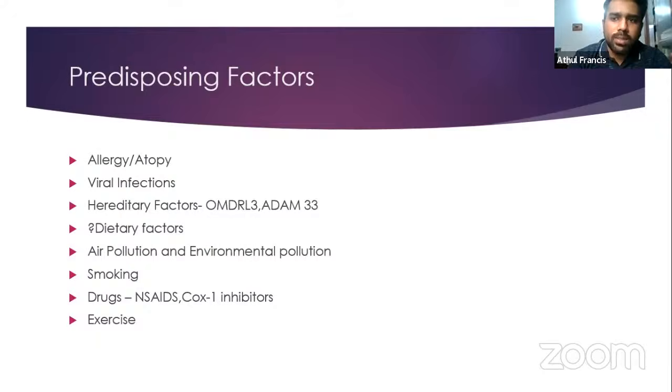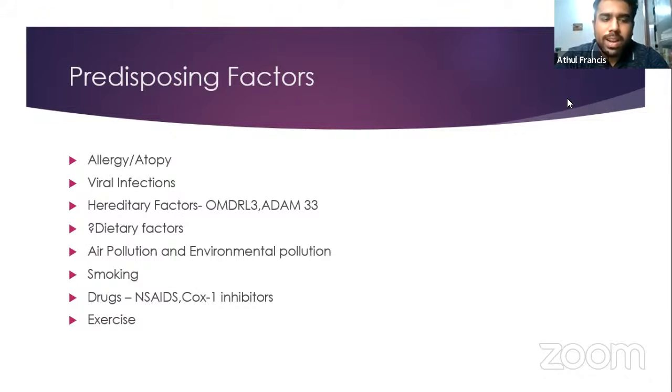Now, what are the predisposing factors for asthma? As I told, there are various factors which can cause asthma. Can all of us have asthma? No. There is something which is predisposing it. Allergy or atopy, a family history of allergy or atopy, or if the child has the allergic march, right from childhood, with allergic manifestations, allergic to cow milk proteins, egg proteins, etc., he is prone to develop asthma.